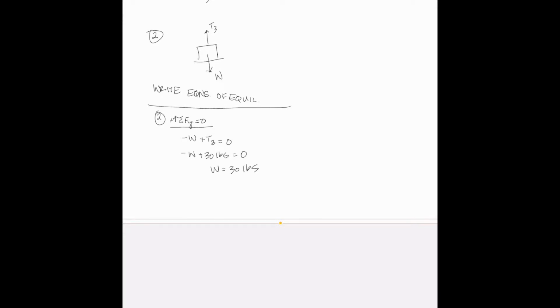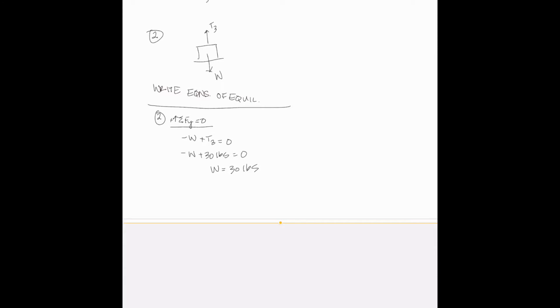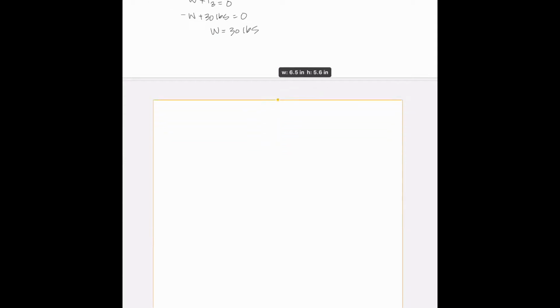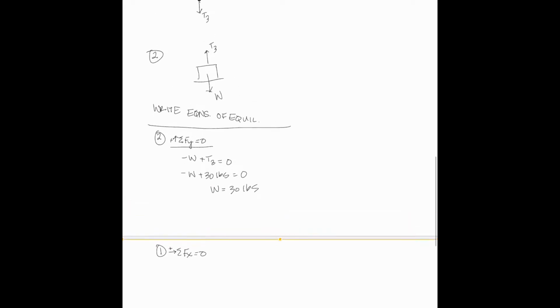Now, at this point, you might think, okay, we're done. We have W. Let's move on. But we need to follow it back up through free body diagram 1 and make sure that T2 and T1 don't exceed their capacities of 50 pounds. So we're going to look at free body diagram 1. Sum of forces x equals 0. We're going to choose to the right being positive. Again, you can choose to the left, whatever you're more comfortable with.